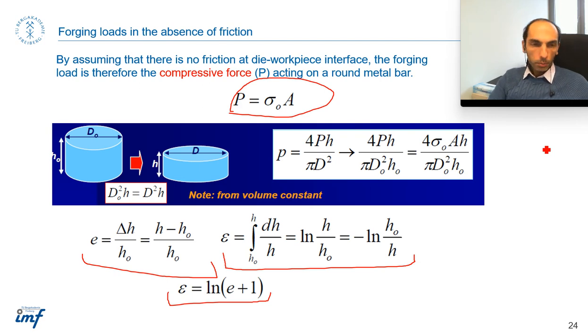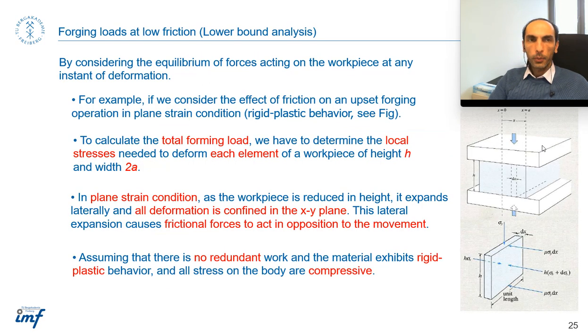So to improve it, we can use the forging load at the low friction condition. So now we apply the friction, but the friction value is small. How can we apply it?